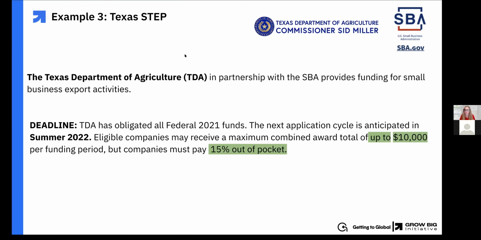The award is up to $10,000, so more than California as well, per funding period, but companies must pay 15% out of pocket. So to receive your $10,000 reimbursement from Texas, you'll have to spend $11,500, pay the 15% out of pocket to receive the $10,000. Since it's not open until summer 2022, I think you could at least get in touch with the TDA office, learn about the application process, the qualification, and set a reminder in your calendar to apply in the summer of 2022 when it reopens.